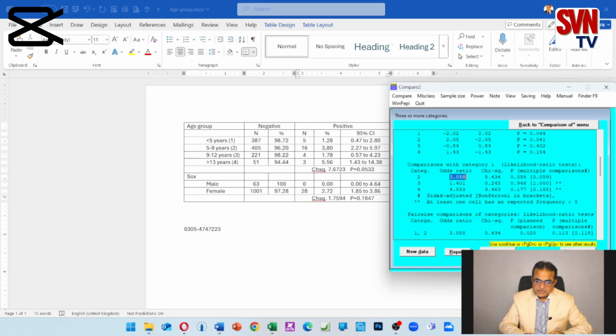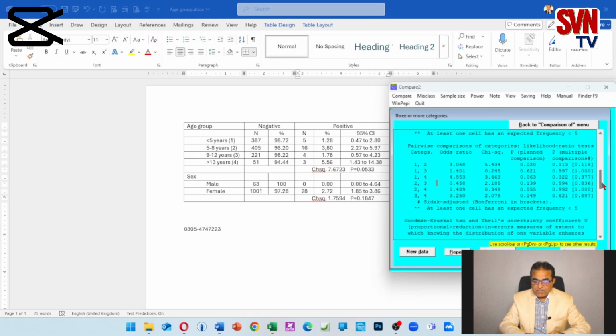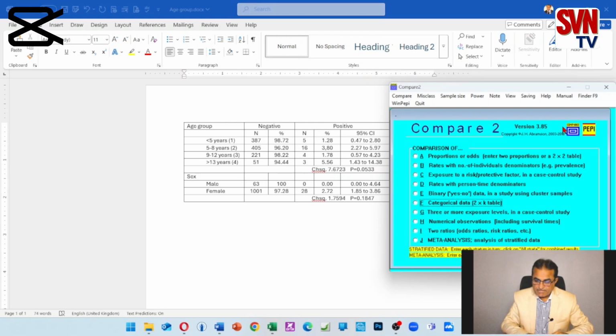The odds ratio is this, and you can see the odds ratio between 1 and 2 here as well. So this is 1 and 2, this is 1 and 3, and you can see the 1 and 3 odds ratio below as well, and 1 and 4 here. But it gives us other odds ratios as well between 2 and 3, 2 and 4, and 3 and 4. So you can use this odds ratio as well. It's all up to you.